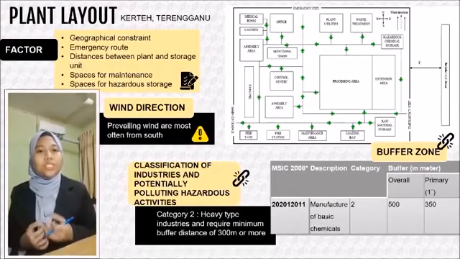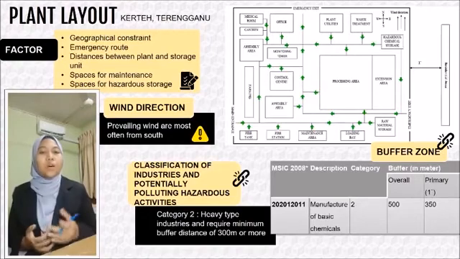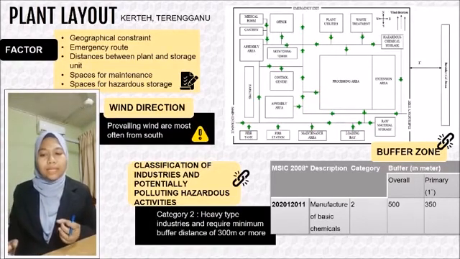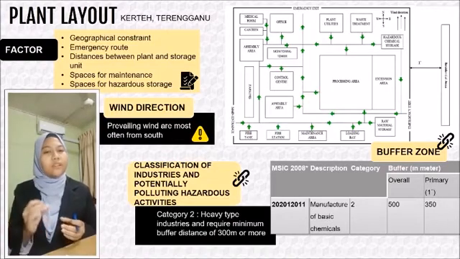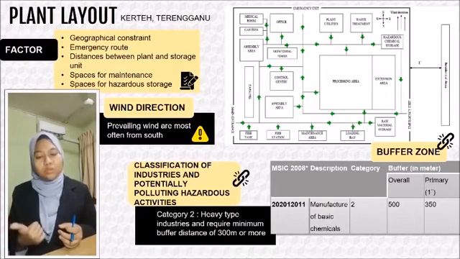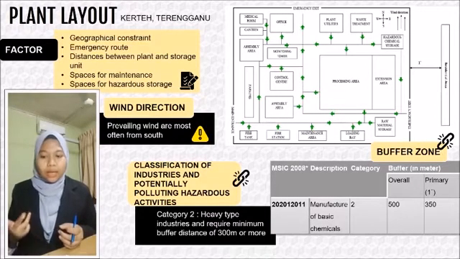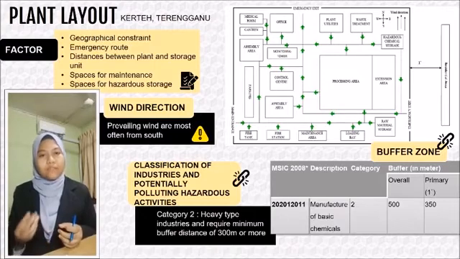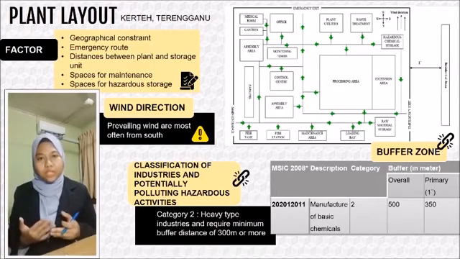Next, I will continue this presentation with the plant layout. Our production plant is located at Kerteh, Terengganu, and to determine the plant layout, there are a few factors that must be considered, such as the geographical constraints of the site, the emergency routes for on-site personnel, the space for maintenance and operation of the plant, and the location and space to store hazardous and flammable materials. We did some research on the prevailing wind at Kerteh, Terengganu, and found that the wind mostly comes from the south.